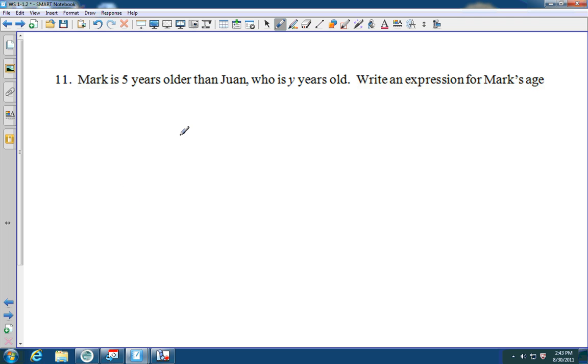All right, here's one. Let's write an expression for Mark's age. Right here it says Mark is 5 years older than Juan, who is Y years old. Okay, it's telling you that Y is what we're going to use for Juan. Mark, let's use M for Mark. M equals 5 years older than Juan plus Juan.